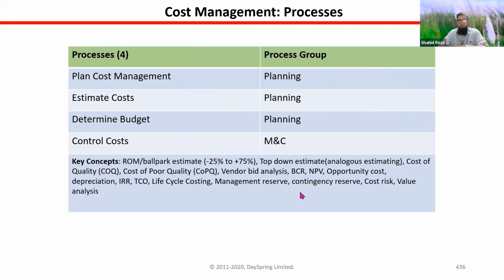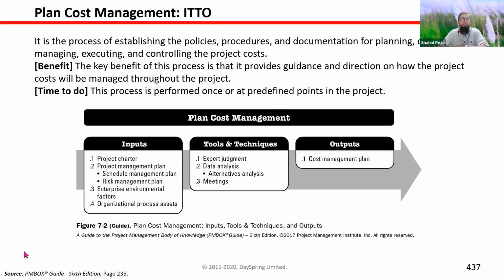All right. So other key terms we will see when we go through the chapter. So the first process is plan cost management. Plan cost management is a similar type of process. When we start a knowledge area, first we have to plan. How do we do this knowledge area? That means how will we do the other processes of this knowledge area? So that planning you have to do here, plan cost management.